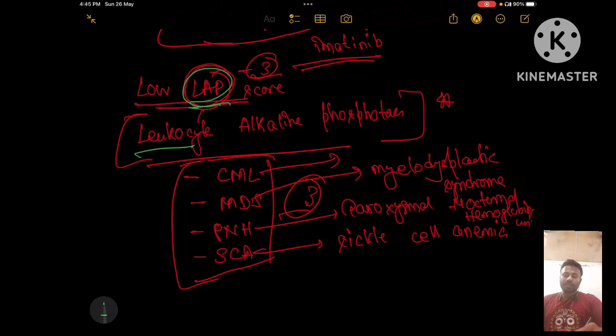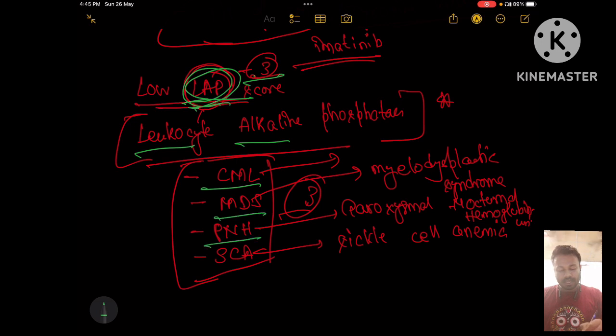So how can you remember low LAP score? LAP means leukocyte alkaline phosphatase, and LAP has got 3 letters. So we should remember low LAP scores, then we can rule out high LAP score. We do not need to remember high LAP score. CML has 3 letters, MDS 3 letters, PNH 3 letters, SCA 3 letters. Sickle cell anemia got 3 letters.